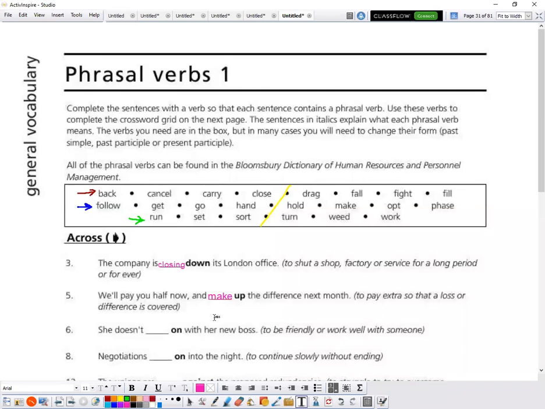Next one, number 6. She doesn't get on with her boss. Get on means to be friendly or work well with someone. And the answer is in the blue line, the first half.